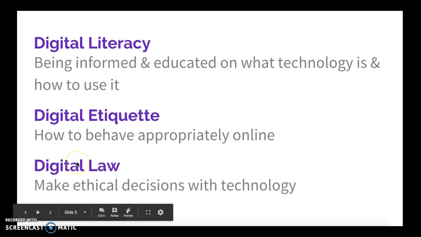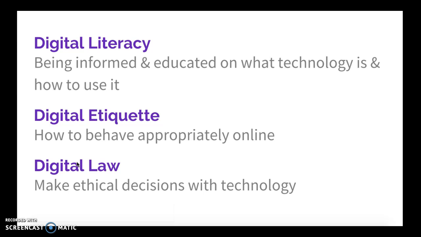Stage 6 is digital law. Digital law is basically teaching students how to make ethical choices when surfing the web. Things like illegal downloading, sending viruses, spamming a person's email, and hacking into someone's information are considered unethical and should not be tolerated online.